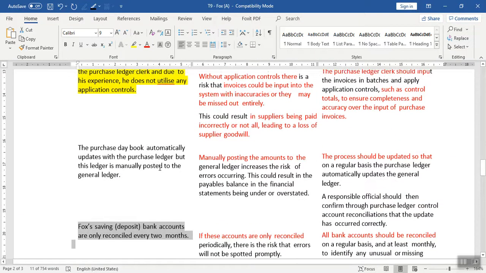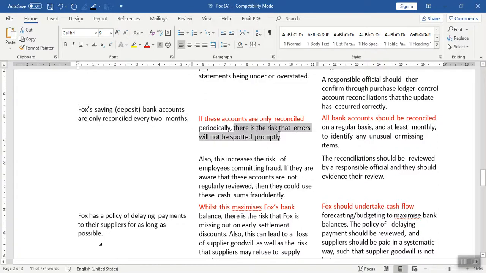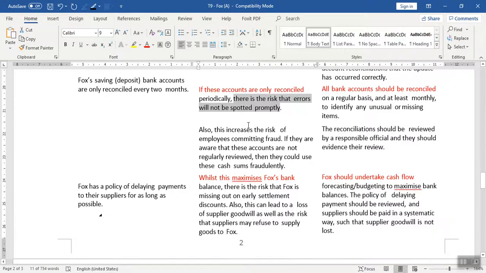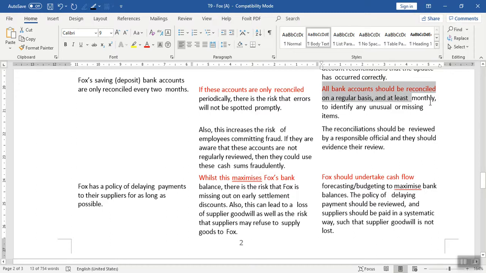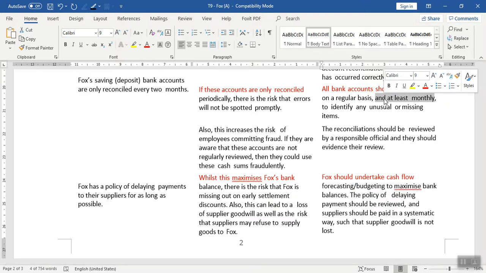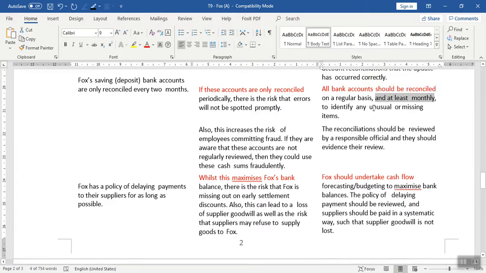This is a risk that errors are not spotted promptly, just like I told you. This will also increase the risk of employees committing fraud if they are aware that these accounts are not regularly reviewed. Fraud on cash and bank is very material to the financial statements. Therefore, the staff need to reconcile every month if they can. Now, all bank accounts should be reconciled on a regular basis, at least monthly, as I told you, or even more often to be safe, because the balance is very important. The closing balance for this month is very important for the next month's opening balance, so that you can identify any unusual or missing items.